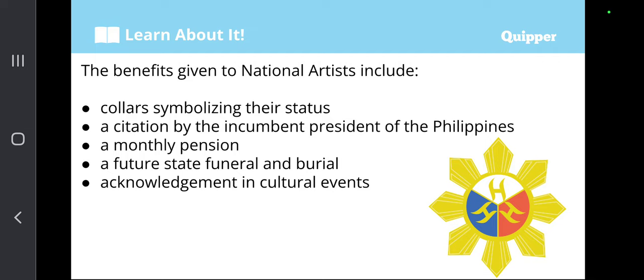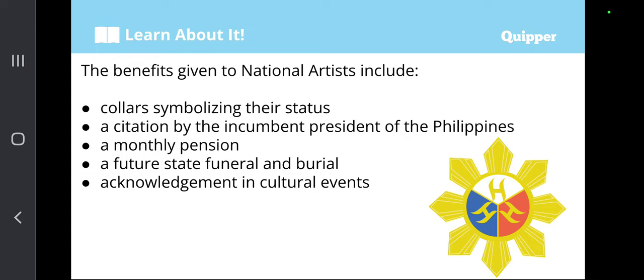Let's say, Libingan ng mga Bayani. They also have their own burial depending on the prerogative of the family of the National Artist as well. And they will have acknowledgments in cultural events. Their contributions will be acknowledged in different cultural events that may take place in the country or in a particular locality, especially where they have contributed and influenced best.